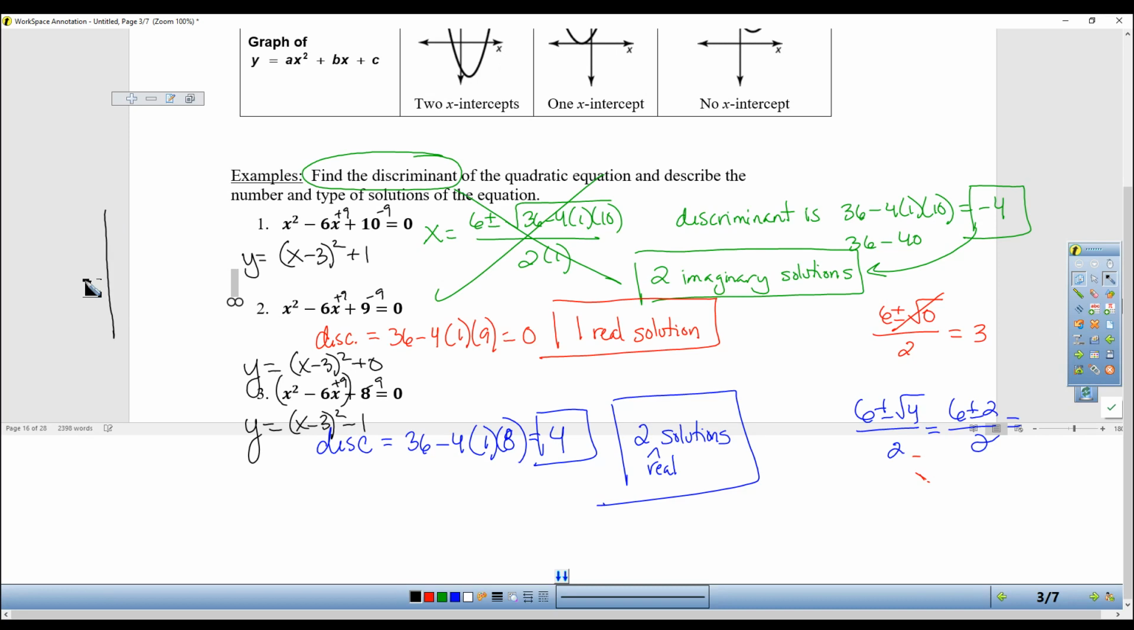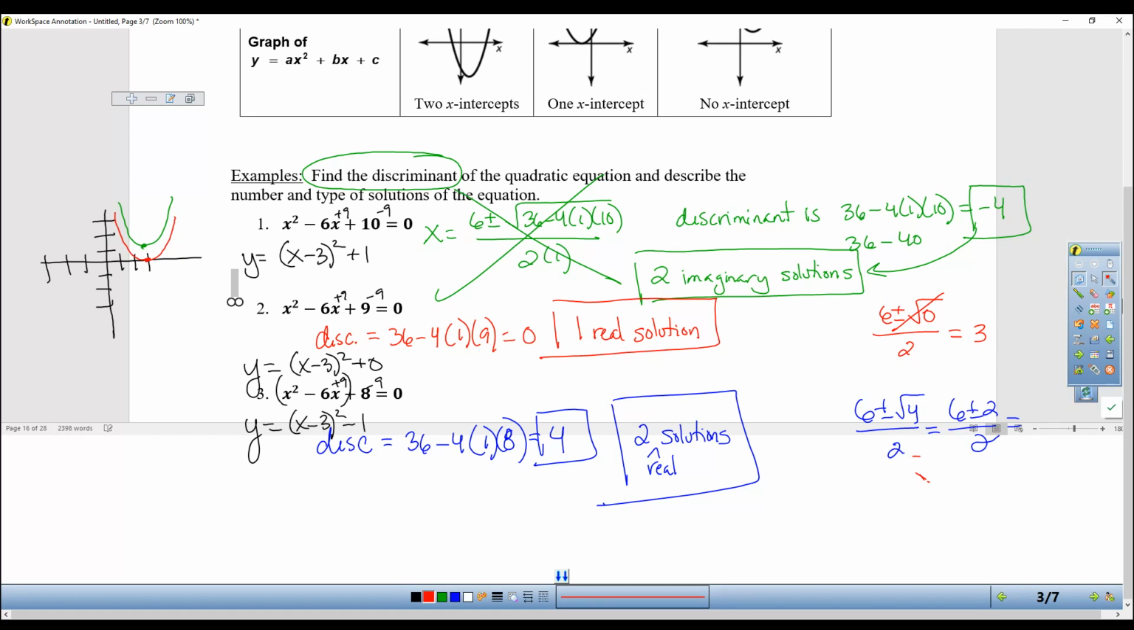So graphically, what's happening? The green one is over 3 to the right, and then up 1. And it has 2 imaginary solutions because its discriminant is negative 4. But the next one is x minus 3 squared plus 0. So the red one actually touches right there.